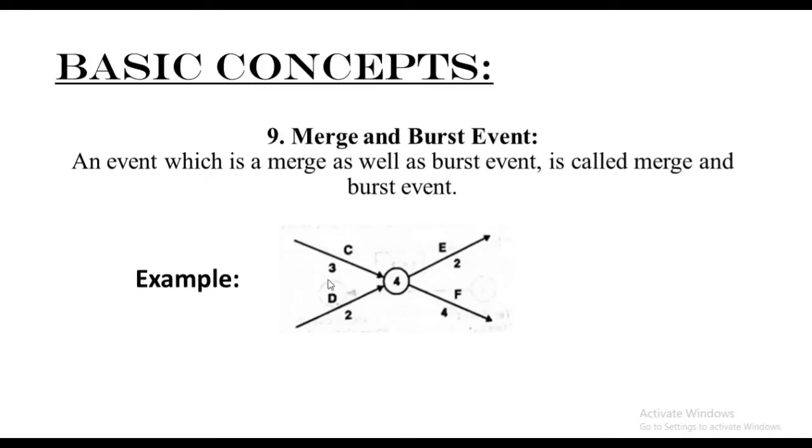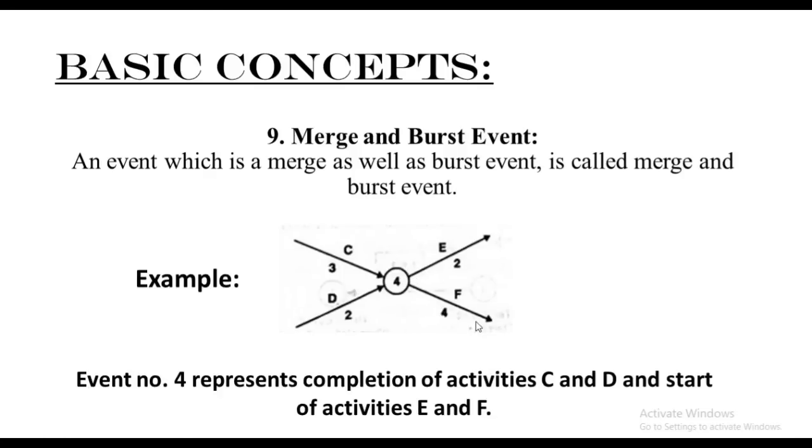Activity C and activity D are getting merged at point 4, and at the same event, activity E and activity F have been bursted. So, event 4 represents completion of activity C and D and the start of activity E and F. So, these were the basic concepts which were required to be learned in order to solve problem sums based on network analysis or even to draw the diagram based on network analysis.